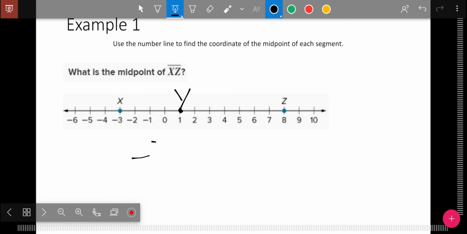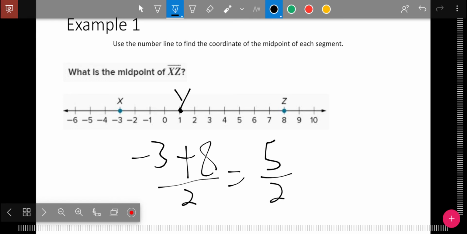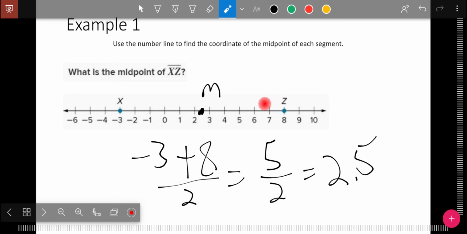And so X is -3, Z is 8. I add those up and divide by 2. Well, those add up to 5. Divided by 2 is 2.5. And so 2.5 right here would be the midpoint. Let's get rid of that Y since we already talked about it. And so that point is halfway between X and Z. I could count as well, going 1, 2, 3, 4, 5.5 that direction, going 1, 2, 3, 4, 5.5 that direction, confirms that it's the midpoint.